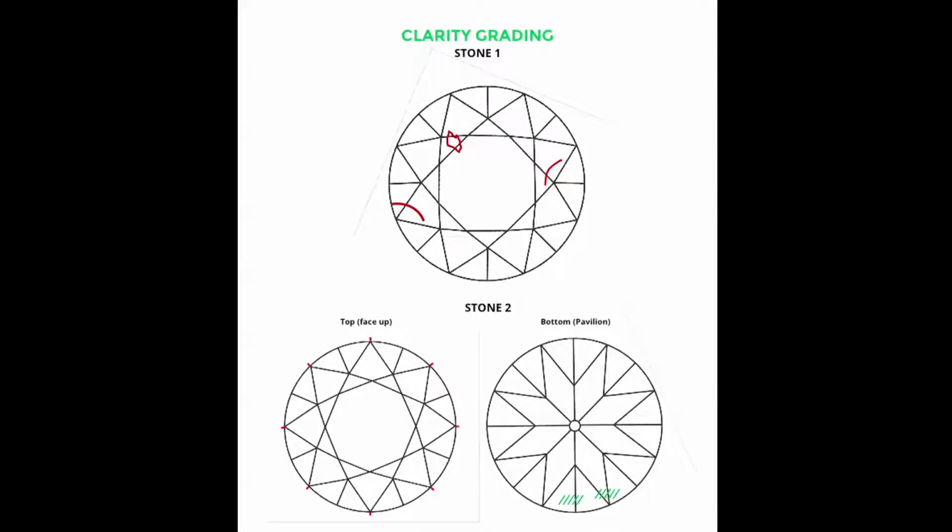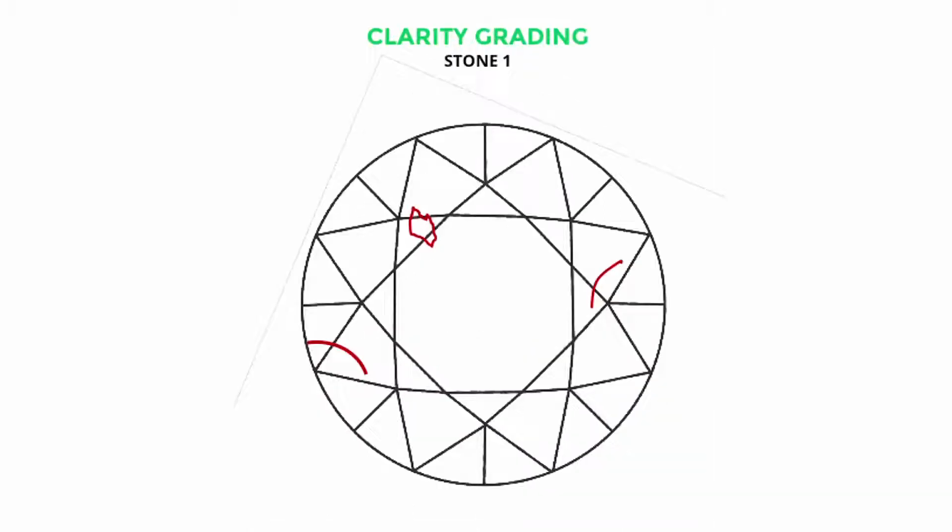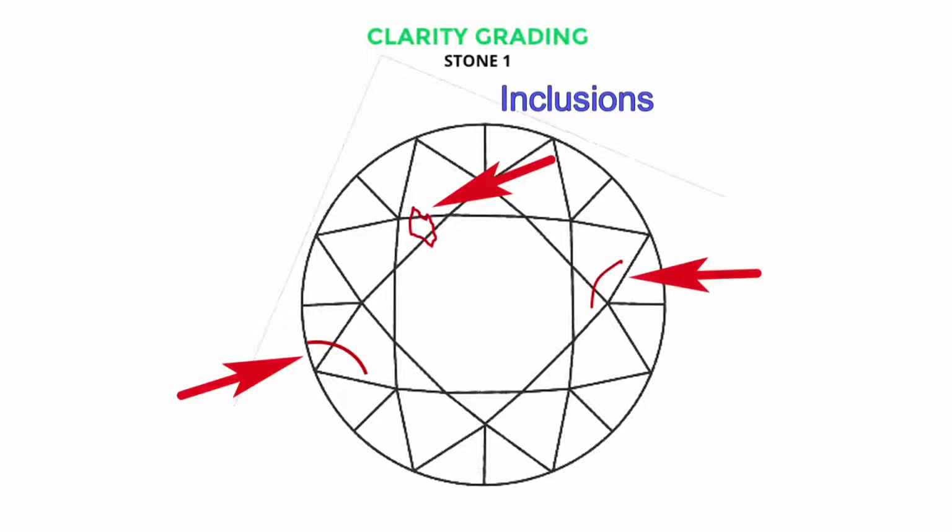On the chart, I have stone 1 and stone 2. Stone 1, I gave to you and you had to plot. And you found in it inclusions sitting here in the star facet. You found feathers running into the bezel facet. And you found another feather running from the upper girdle facets through to the star.